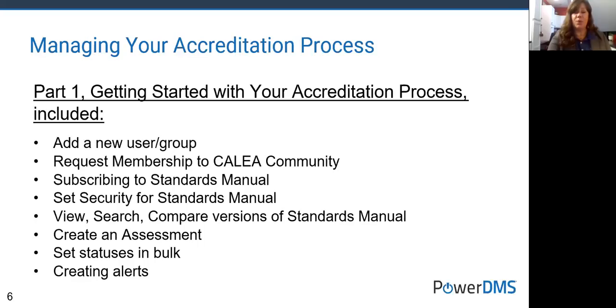If you joined us in part one, or you're going to look at that section later, that was entitled Getting Started with Your Accreditation Process, and it covered the following topics: adding a new user group, requesting membership to the CLIA community and subscribing to your standards manual, also setting security for the standards manual, viewing, searching, and comparing versions of the standards manual, as well as using your manual to create an assessment.